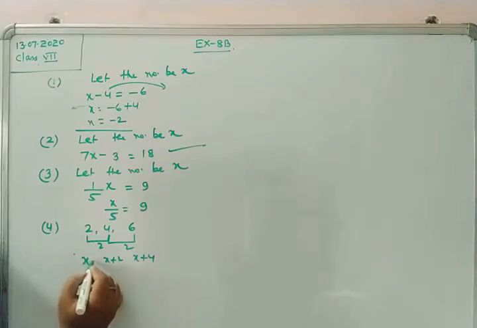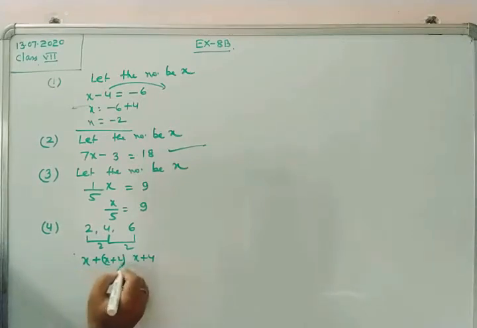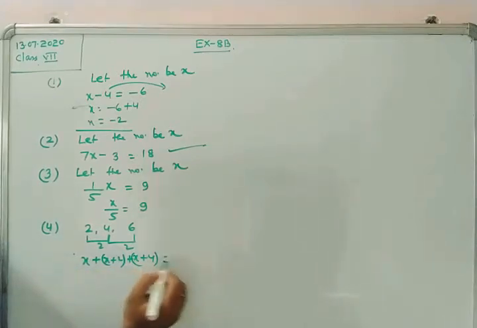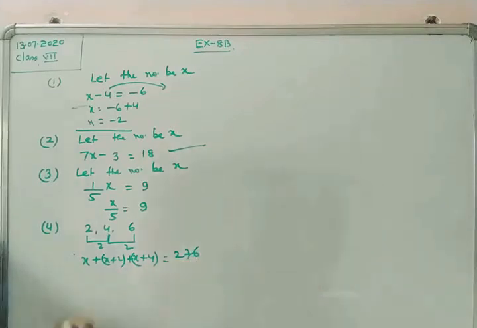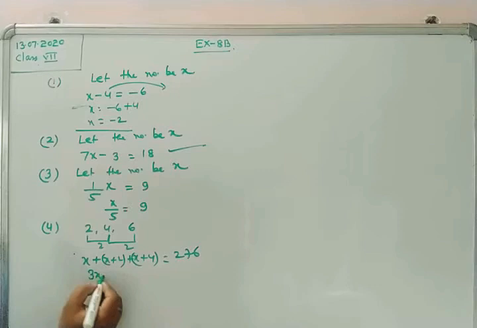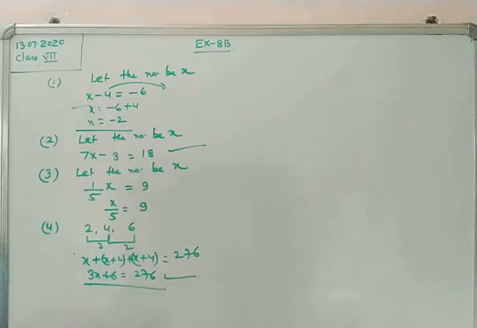So these are the 3 consecutive even numbers, and we have to add them up. So I am going to add this plus, then again plus. Now it is having summation in the form of 276. So x plus x plus x, 3x plus 2 plus 4, 6, 276. Further you can solve, I can guess.